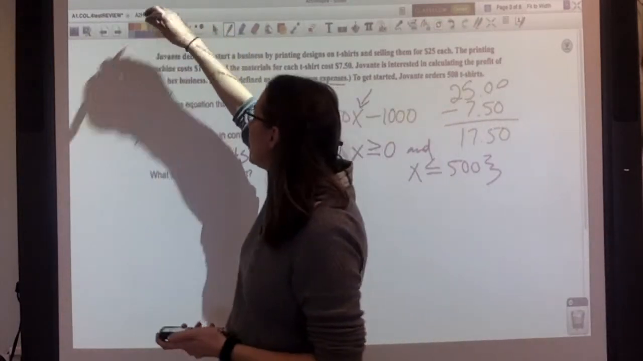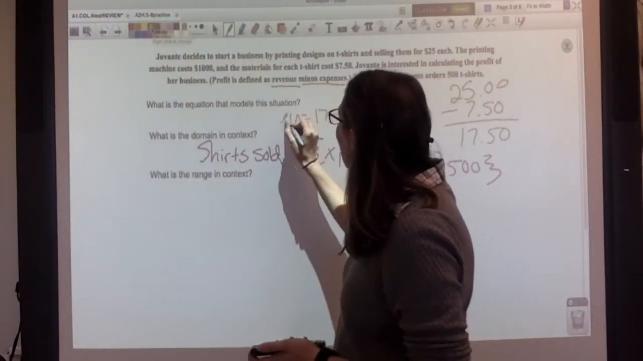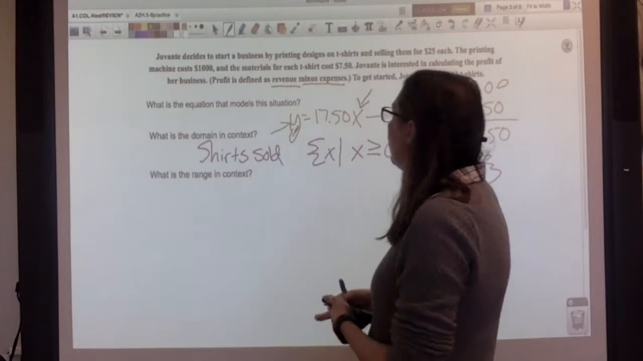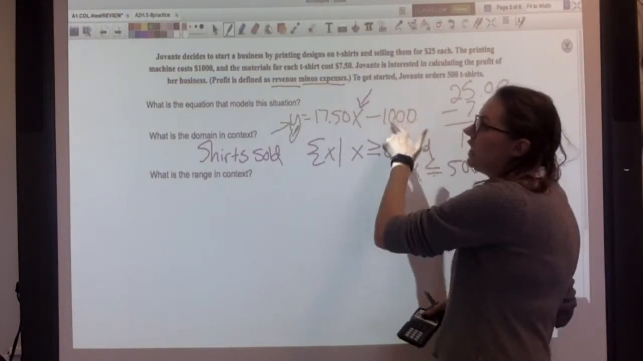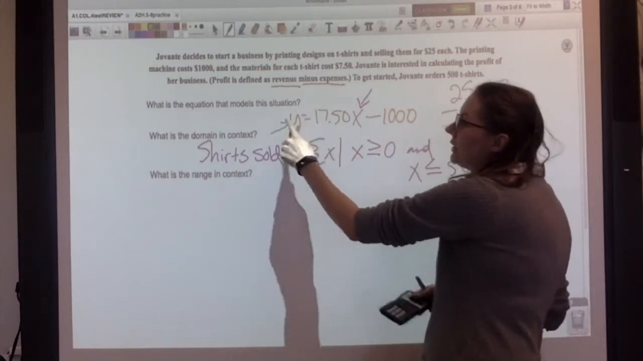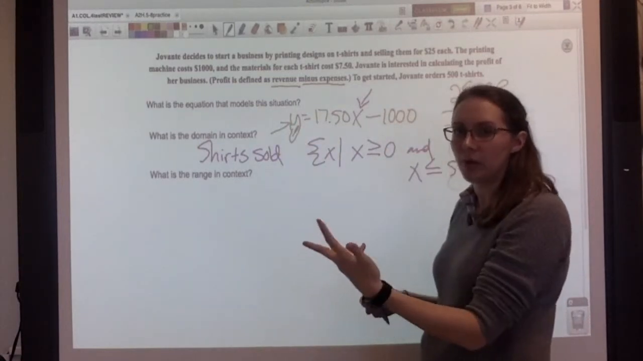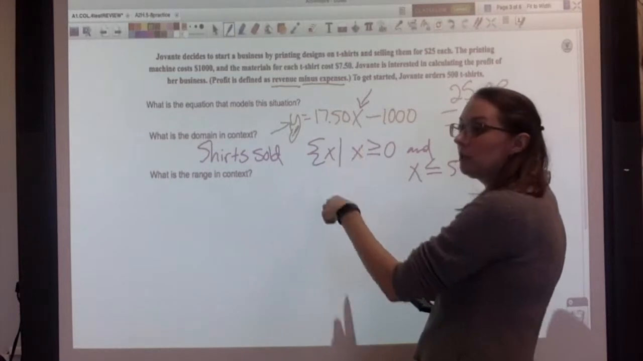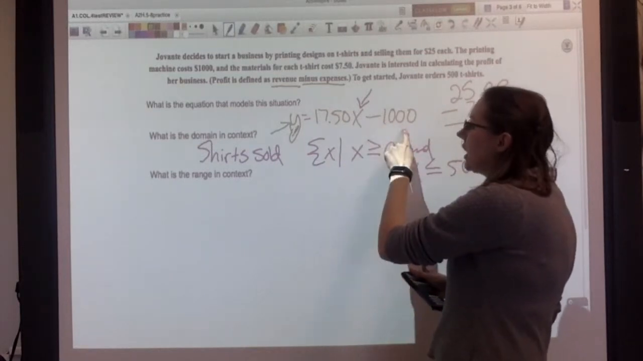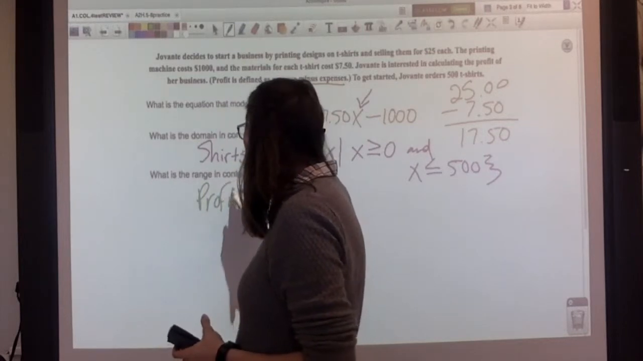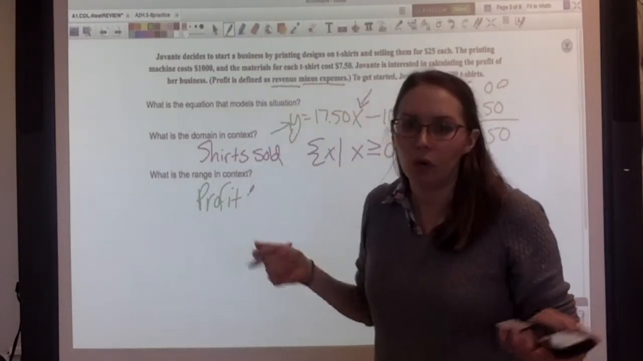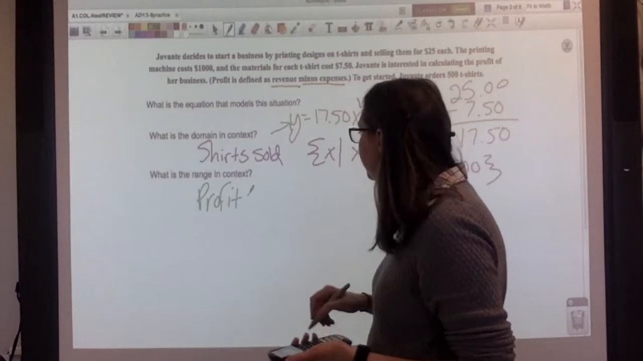The range goes with our y, so I'm thinking about this. So if I have the amount she makes per shirt minus the cost for the machine, that's her expenses, I could say that y represents total profit, okay? It's how much money she's taking in to put her in the green, and she still has to pay off that machine. So profit, you could say money. I would be okay with either of those. Total revenue, that would work too.